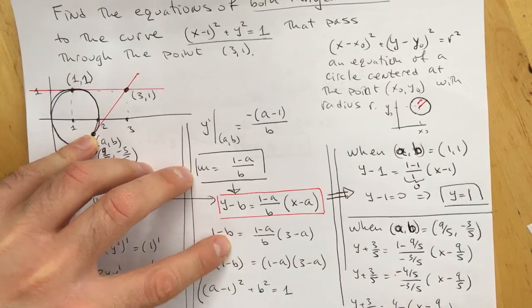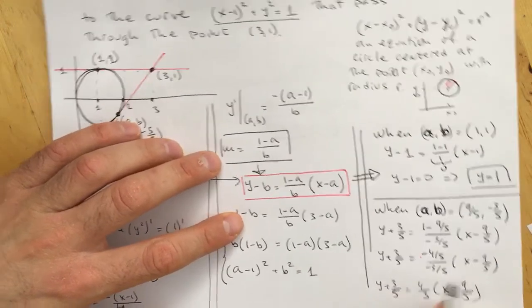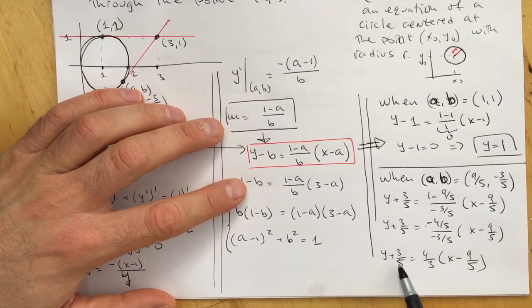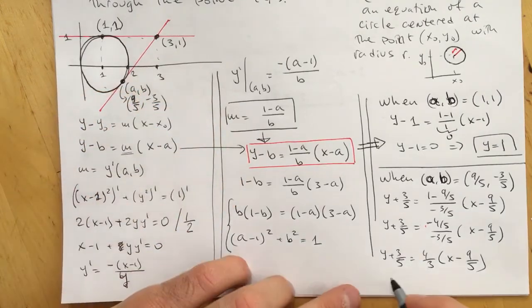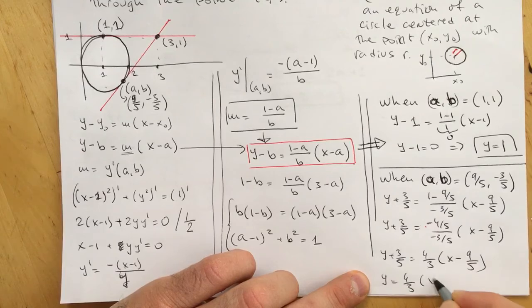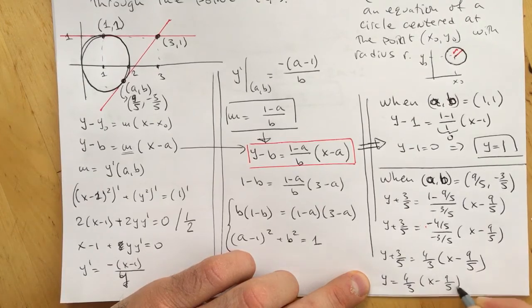Now, of course, you can simplify this in order to bring it into the version that Webwork wants you to write it down. So that's x minus 9 over 5 minus 3 over 5.